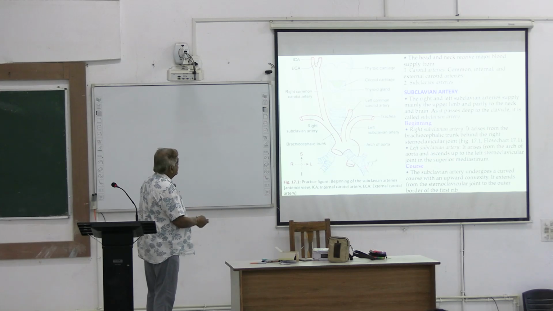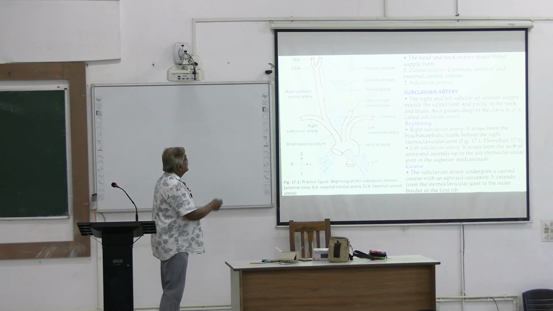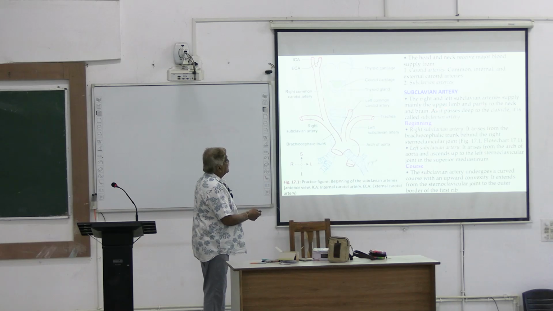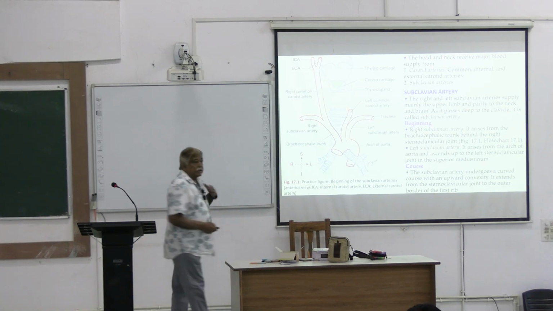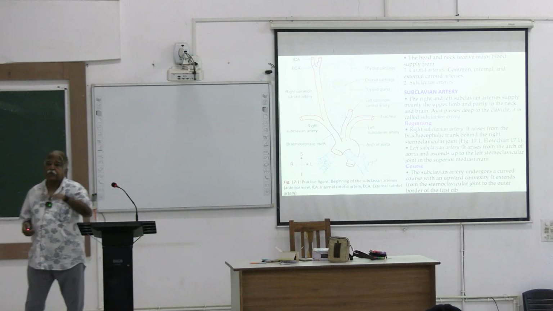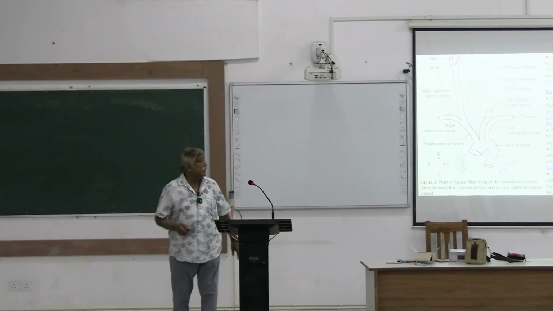Now you see this picture, you have to note, this is a practice figure, you have to know. Now the subclavian artery, the right and left subclavian artery supply mainly the upper limbs and partly the neck and brain. As it passes deep to the clavicle, it is called subclavian. It passes deep to the clavicle, so it is subclavian, below the clavicle.